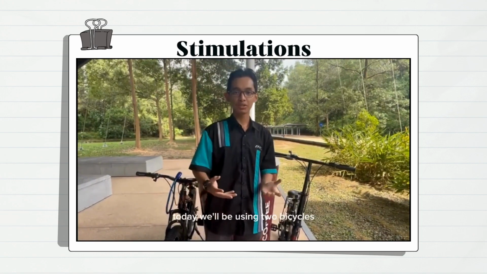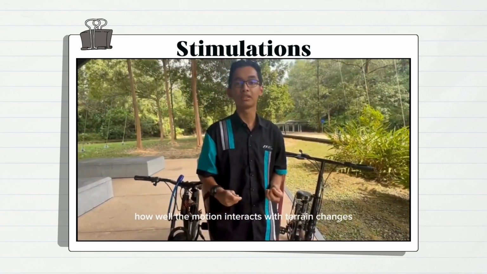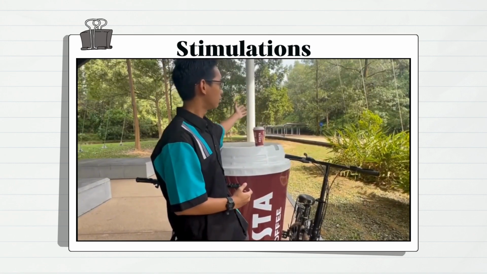88.29 Newton. Today we'll be using two bicycles with different diameters and thickness to demonstrate how rolling motion interacts with terrain changes like that one. Wait, can you guys see it?